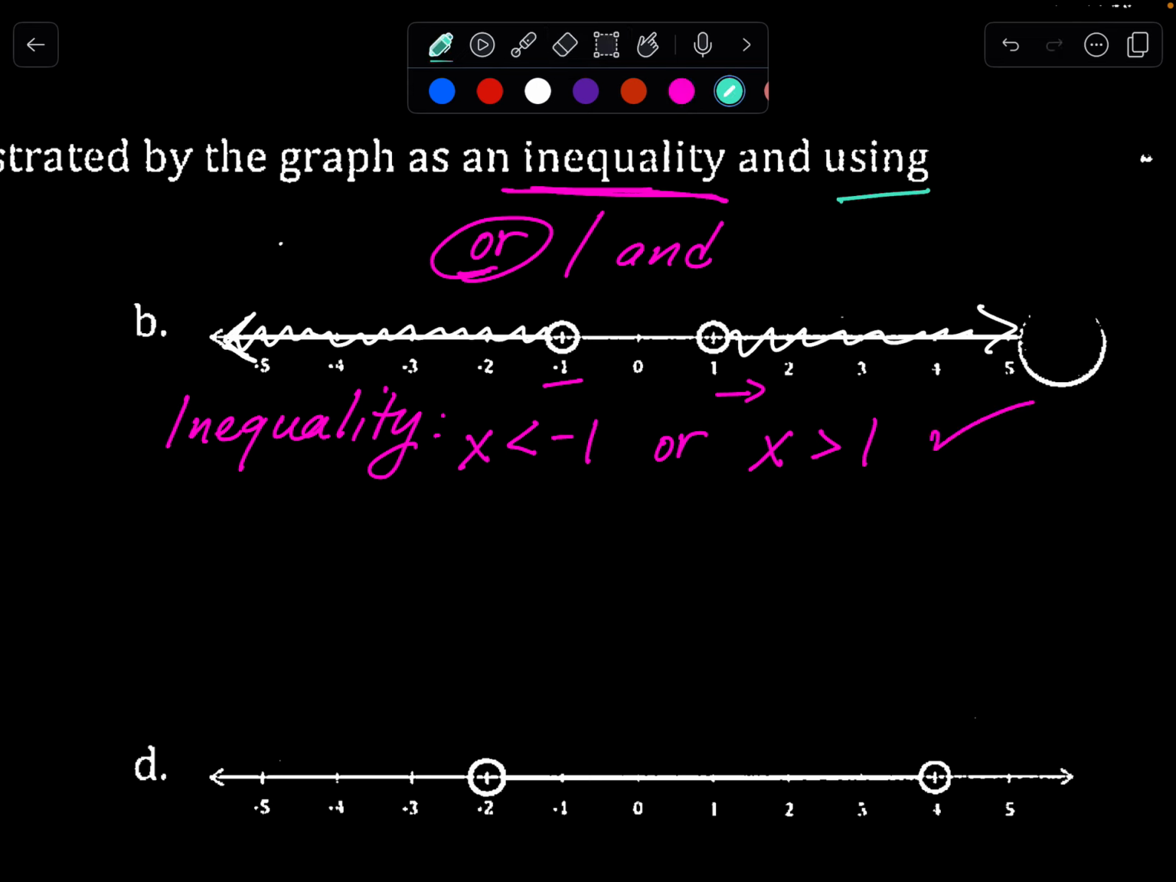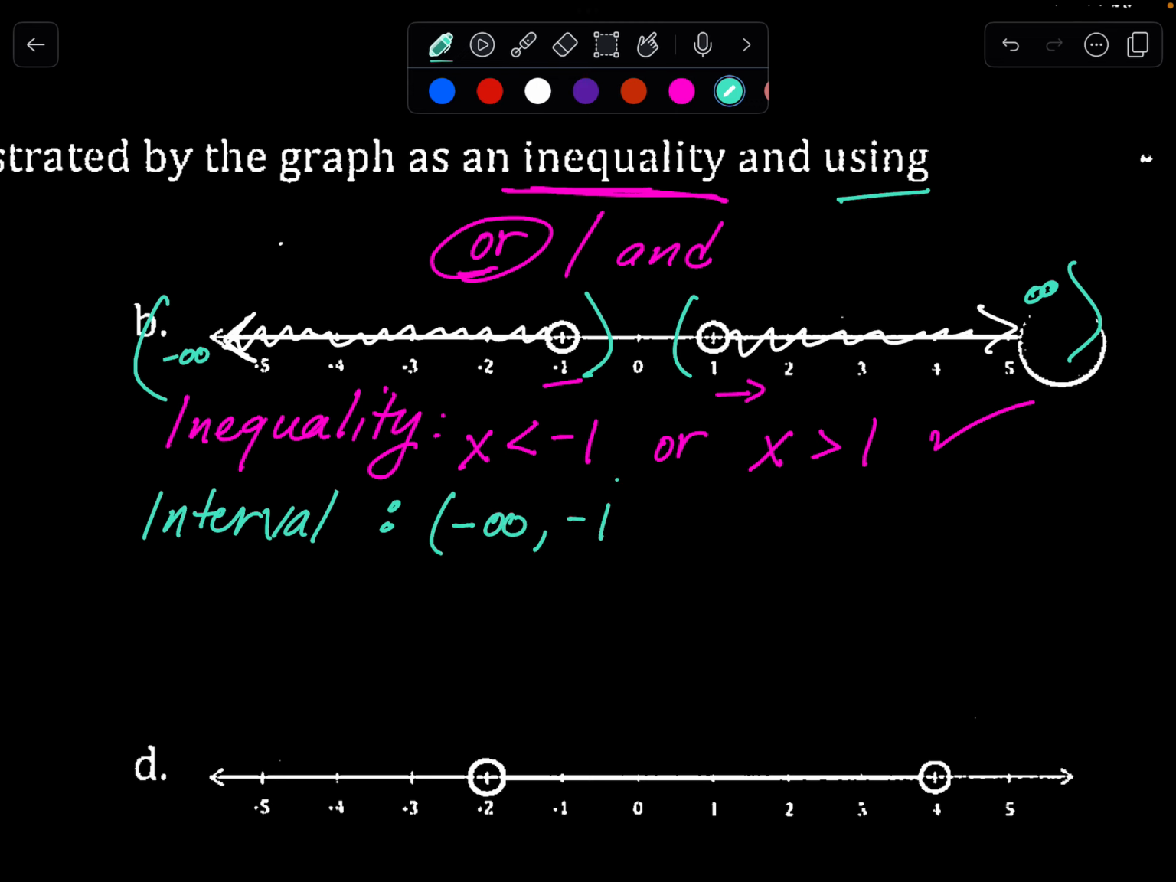Okay, for the interval notation, let's do -infinity here and positive infinity on this end. Parenthesis, parenthesis, parenthesis, parenthesis. None of them are bracketed because these are unfilled circles. So we have parenthesis -infinity, comma, -1, parenthesis, union, parenthesis, 1, comma, infinity, parenthesis. That's all you have to do. Those are your answers.